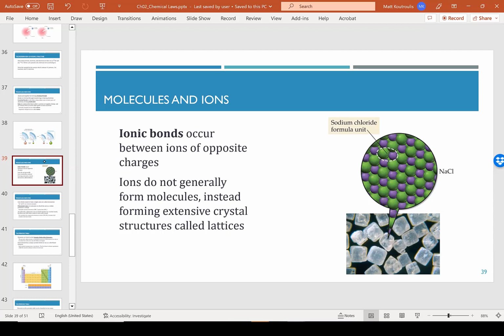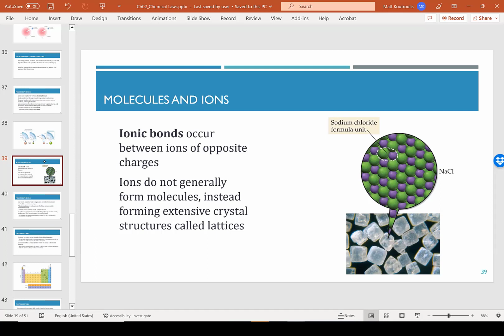So in a crystal lattice right there, what we're doing is showing the 3D representation of how these all work. They do not make molecules. So it's not correct to say that that's a molecule. Okay, it's a crystal lattice.